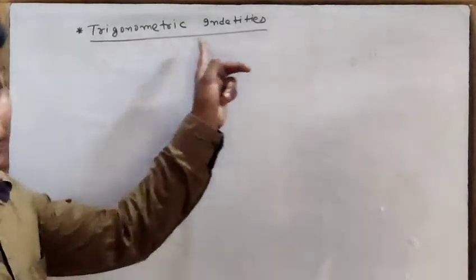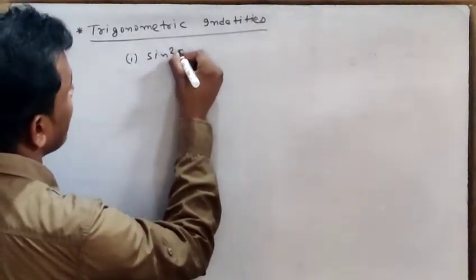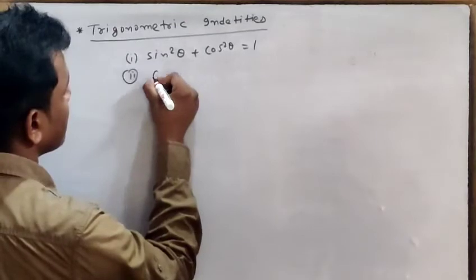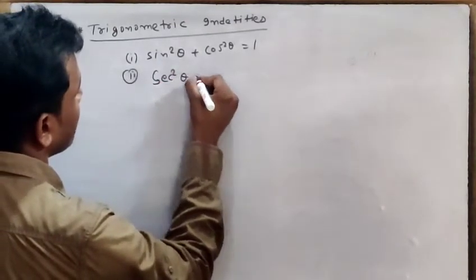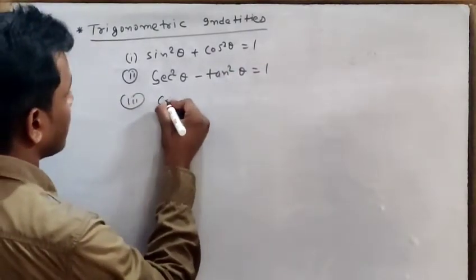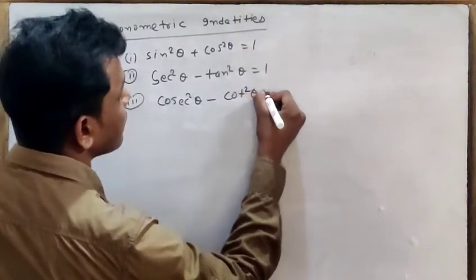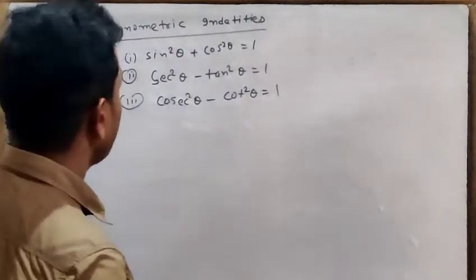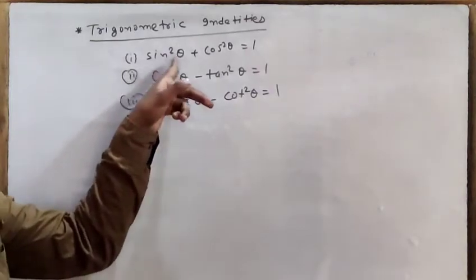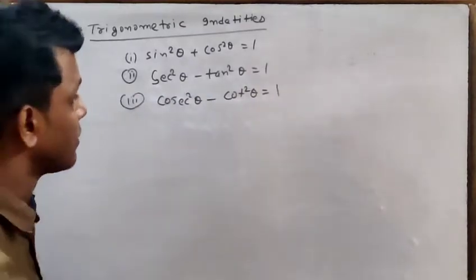Next topic: trigonometric identities. First, sin square theta plus cos square theta is equal to 1. Second, sec square theta minus tan square theta is equal to 1. Third, cosec square theta minus cot square theta is equal to 1. These are the three identities.